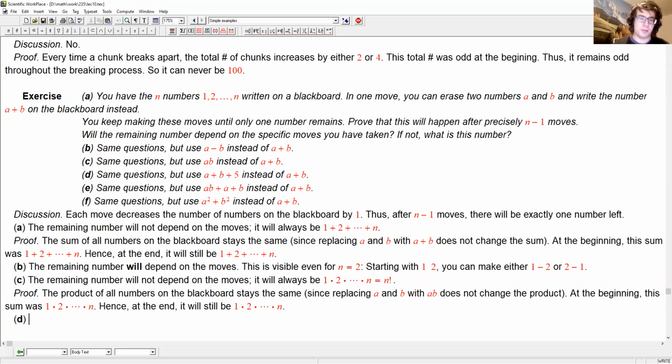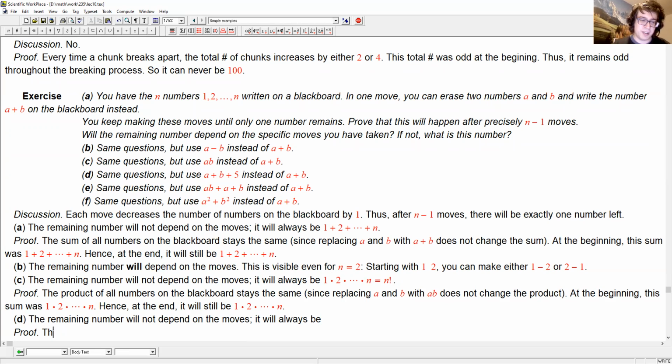Okay, now more interesting maybe, A plus B plus 5. The sum does not stay invariant. When you replace A and B by A plus B plus 5, the sum increases by 5. The product also changes. However, I claim that the remaining number will still not depend on the moves. If you want to have a break for thinking, this is a good place for it. But now let me go on with the solution.